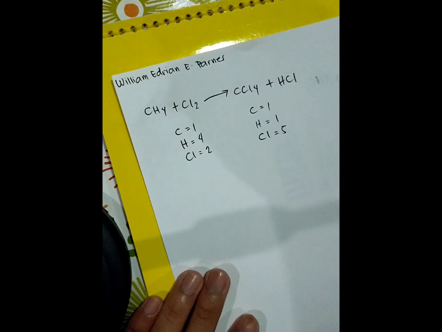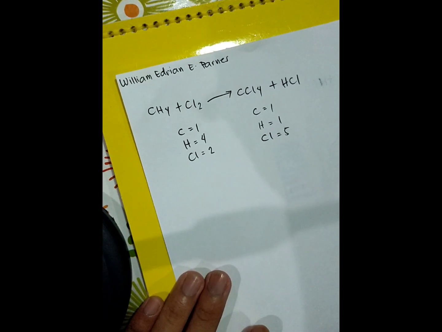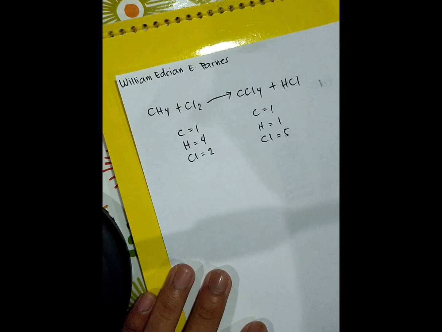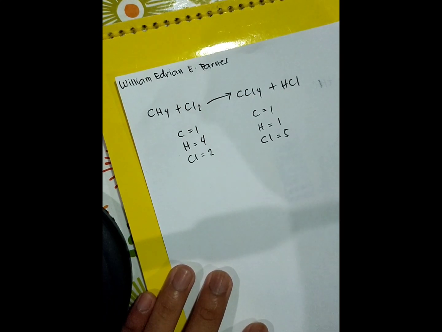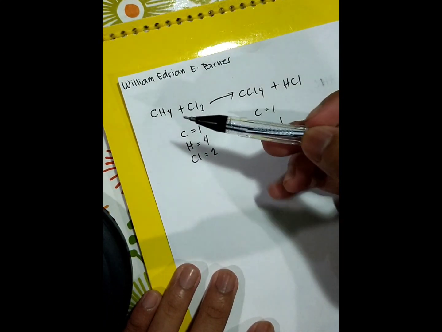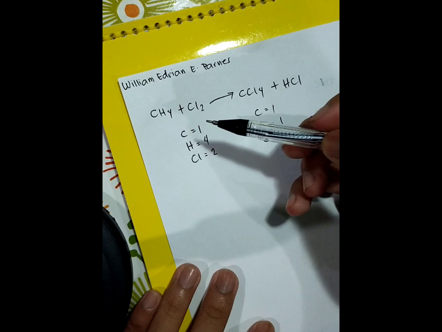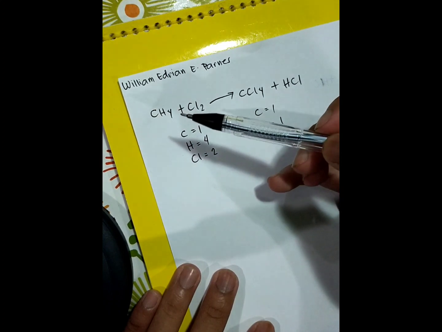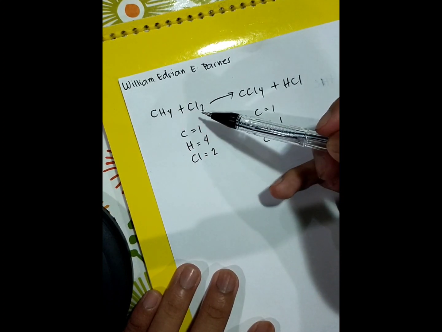So hi guys, this video is all about balancing chemical equations. So the first thing you must do is to take an inventory of each atom on the reaction arrow. So in the reactant side, the carbon is 1, the hydrogen is 4, and the chlorine is 2.